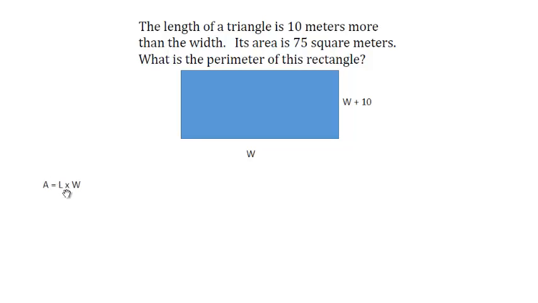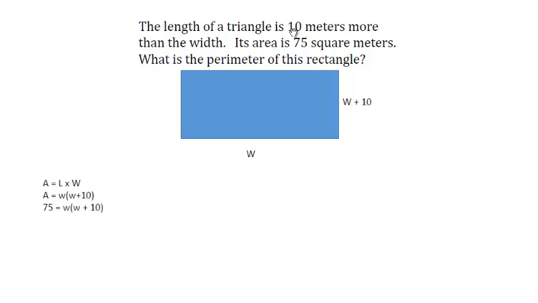Area is length times width, and so we're going to multiply W and W plus 10. That's the length and the width. It's a multiplication problem. It doesn't matter which order you do it in. However, the W plus 10 should be in parentheses.